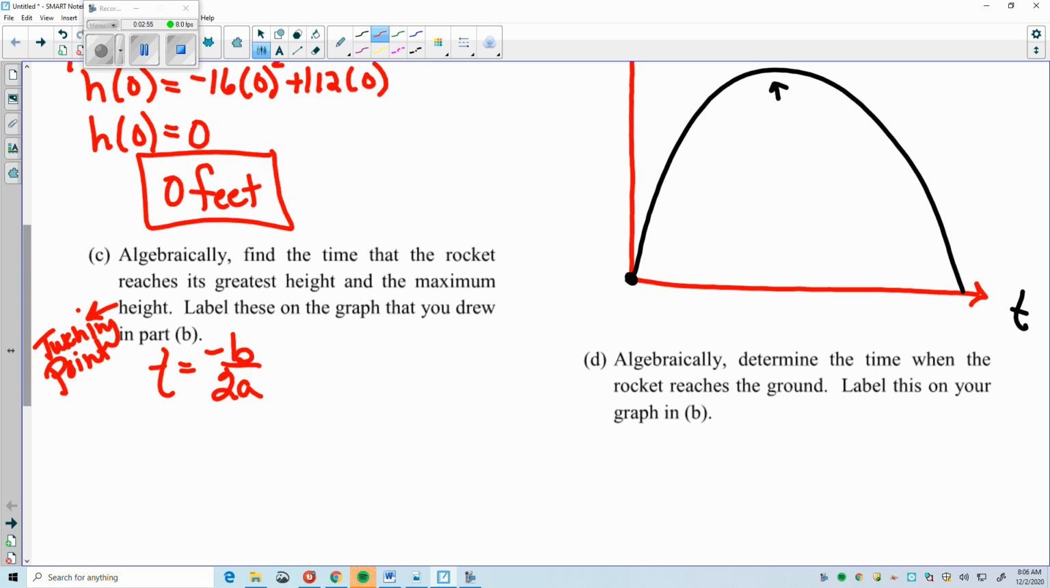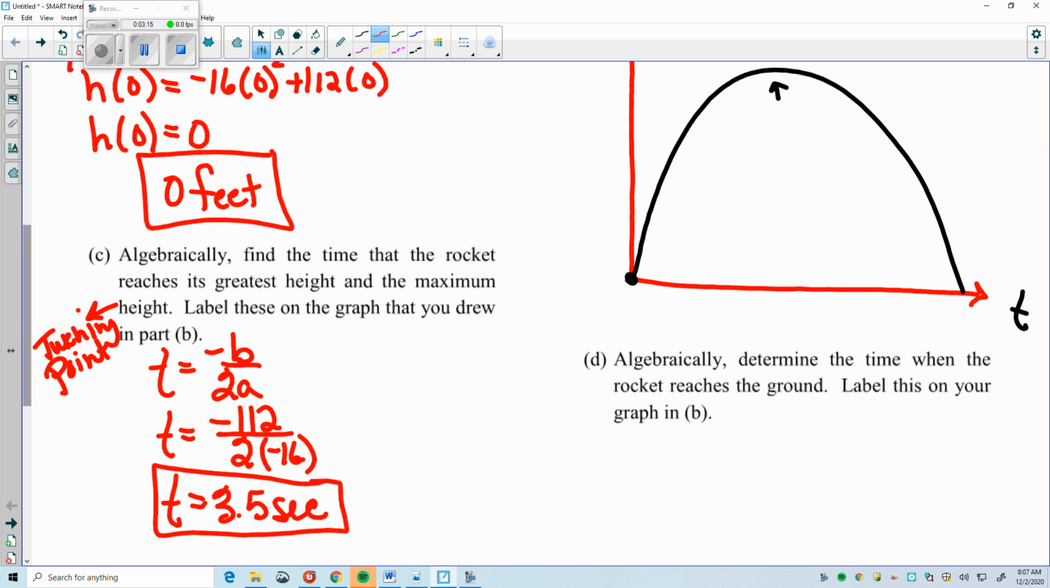All right, using our information from our given equation, our b value is 112. So I have a negative 112 divided by 2 times our a value, and our a value is a negative 16. Okay, so if I simplify this, this is going to give me about 3.5. And our label here would be seconds. Remember, t being time is seconds. Okay, so that would be like our x value. So I know I could label over here 3.5.